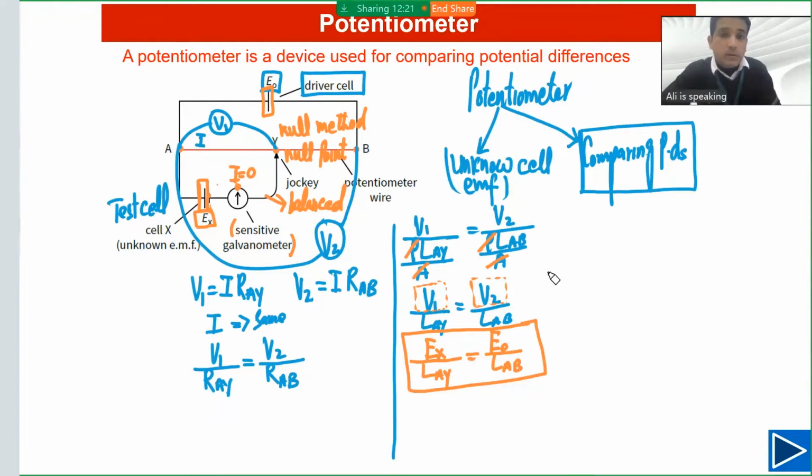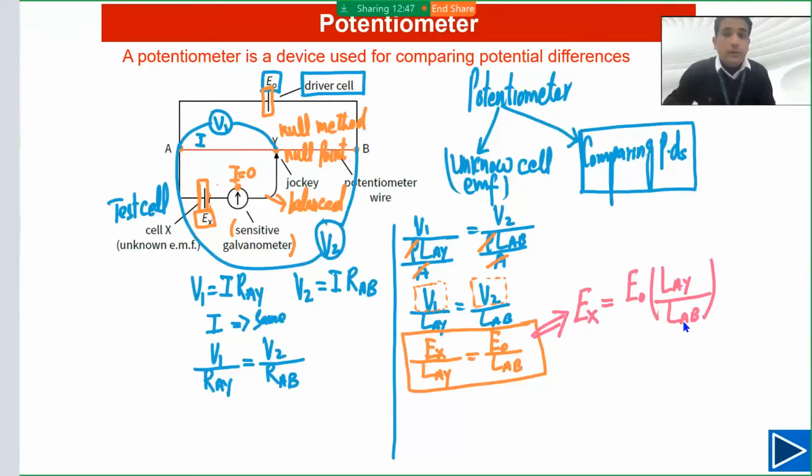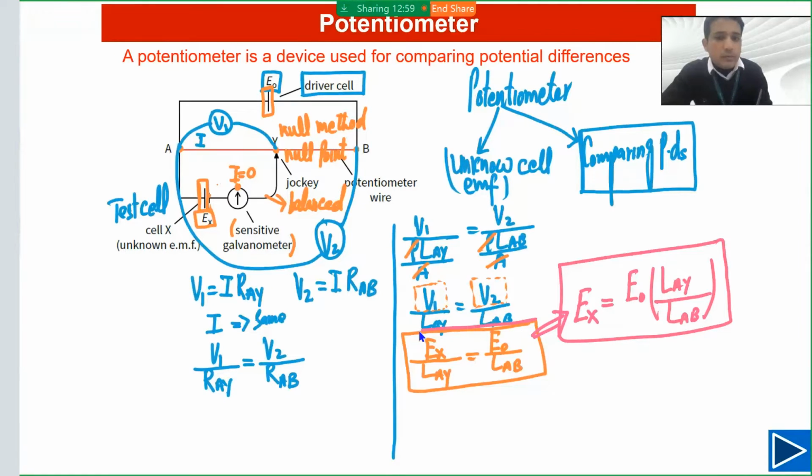And the second thing you need to understand: if I want to find, for example, the EMF of this cell, I can simply rearrange this. I can say E_X will be equal to E naught times L_AY divided by L_AB. So we can find the EMF of this unknown cell, the test cell EMF, using this. It is a very important result. Most of the time you will be using this one, but this is how you can find E_X.